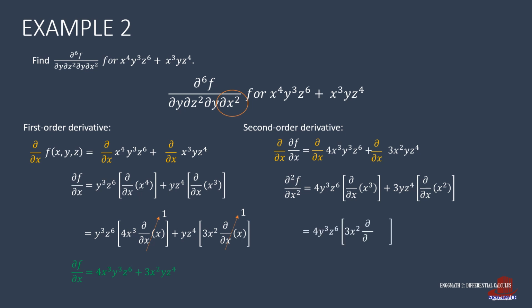This is simplified as 4y cubed z raised to 6 times 3x squared with the derivative of x plus 3y z raised to 4 multiplied by 2x with the derivative of x, where dx over dx is 1, giving the second partial derivative of f with respect to x as 12x squared y cubed z raised to 6 plus 6xy times z raised to 4.